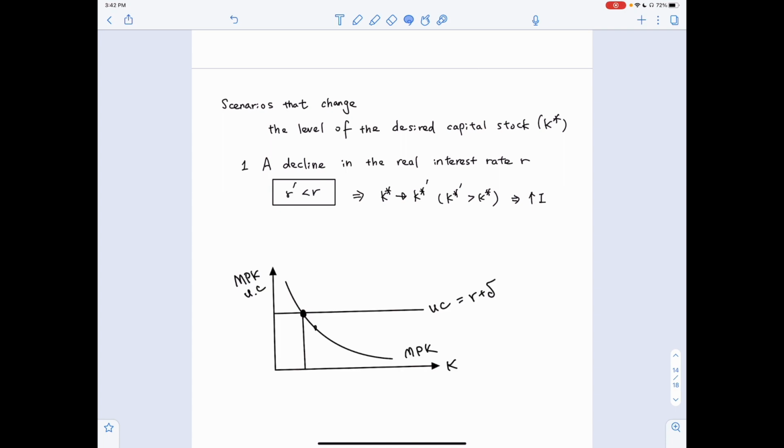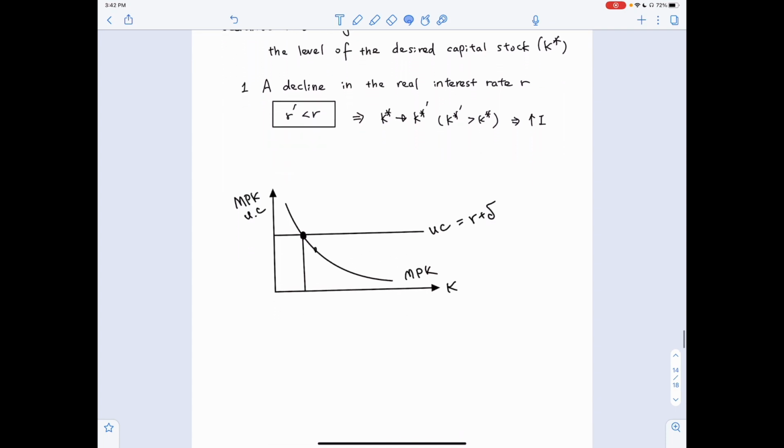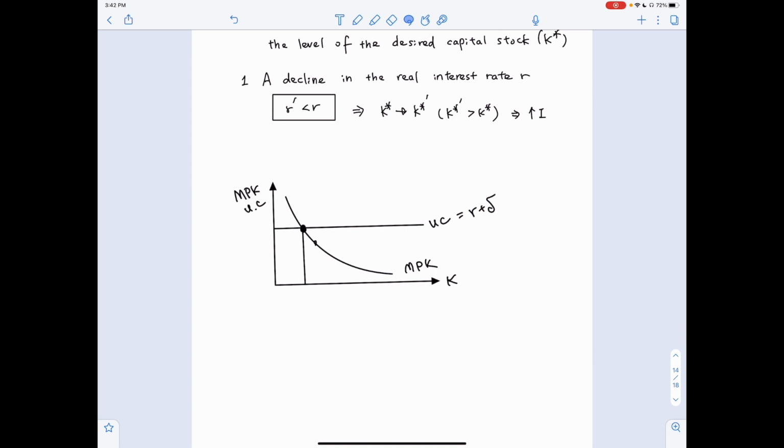So here, we draw the same graph as the earlier one, where the vertical axis represents the marginal product of the capital and the user cost of the capital, and the horizontal axis represents the capital stock. Then we have the marginal product of the capital sloping downward, and a fixed user cost, which is R plus delta. As R gets lower, we are going to have a new level of the user cost, which is lower than the earlier one.